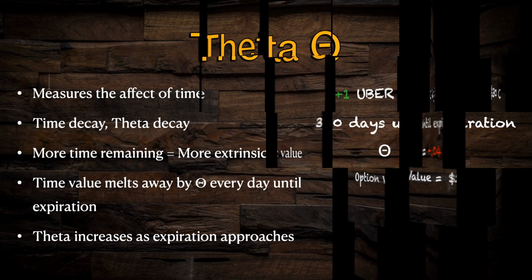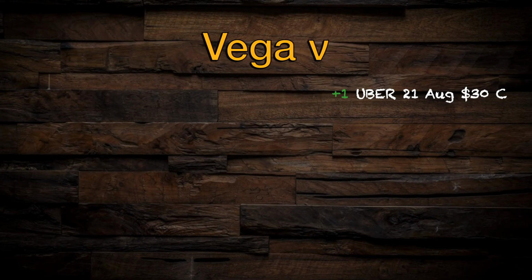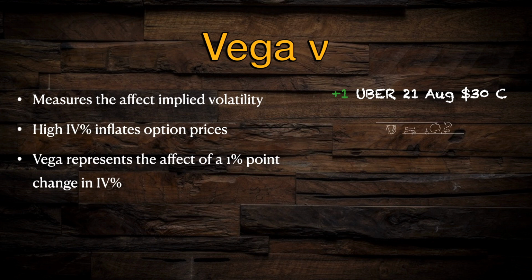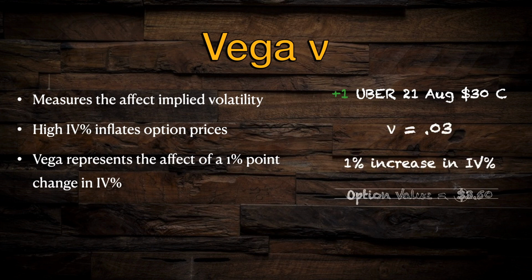The last important Greek for option traders is Vega. Vega deals with changes in implied volatility. You already know that high implied volatility inflates option values because many traders and hedge fund managers use options as insurance policies to hedge against risk. But what if an unexpected event happens in the marketplace after we purchase our option that causes implied volatility to spike?